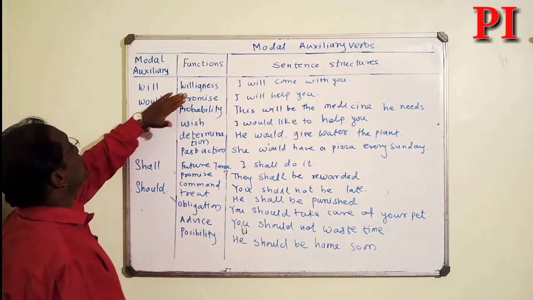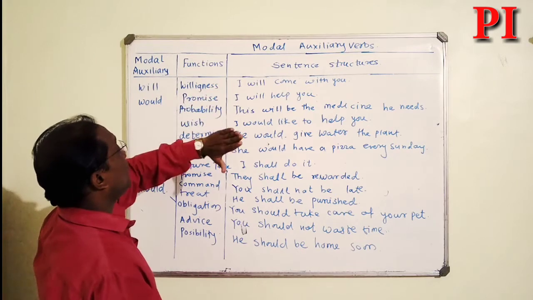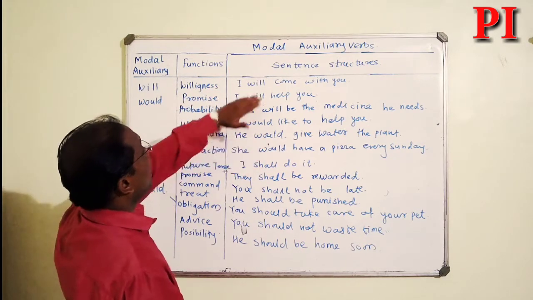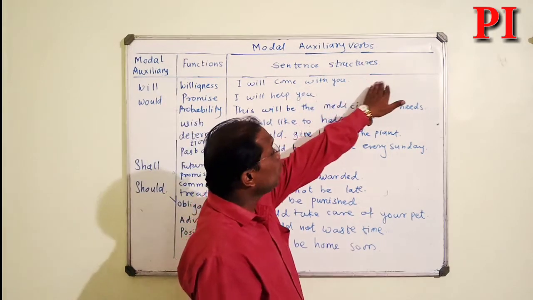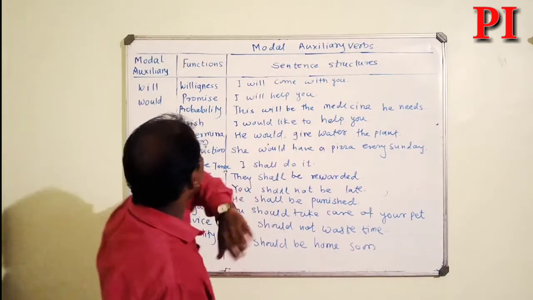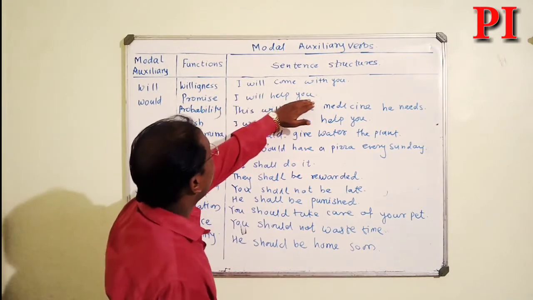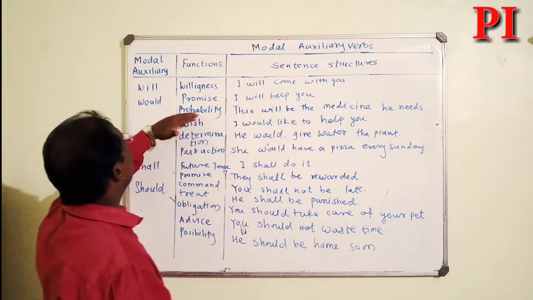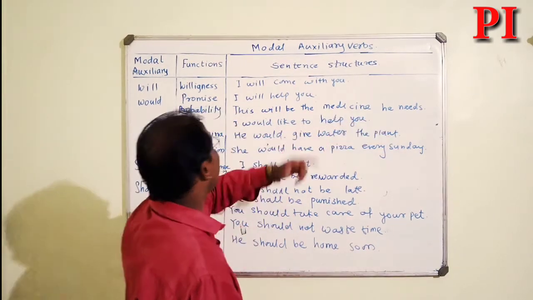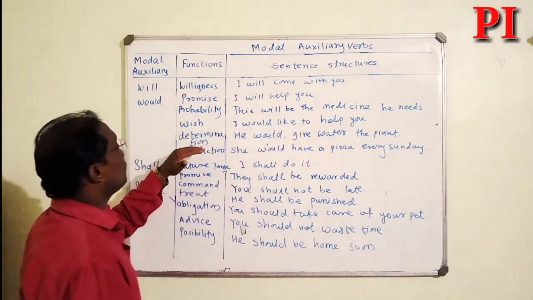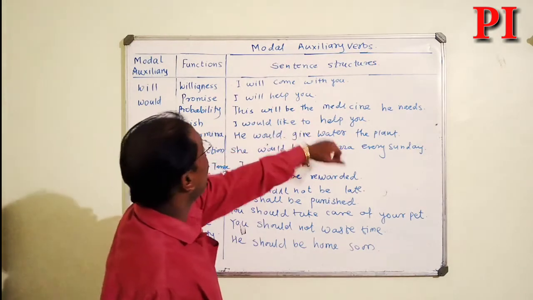Let me revise it. "Will" is used for willingness as well as future action, the future tense. I will come with you. This is a wish. And I will go to Mumbai. This is a future sentence. Then promise: I will help you. Then probability: This will be the medicine he needs. This is a probability.